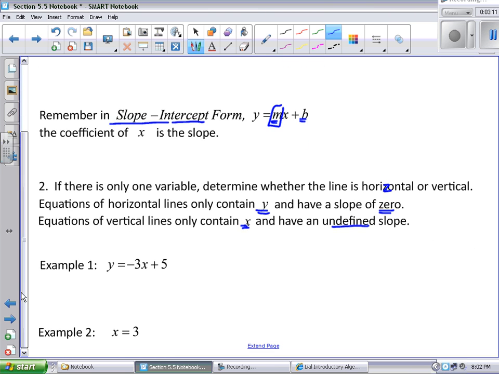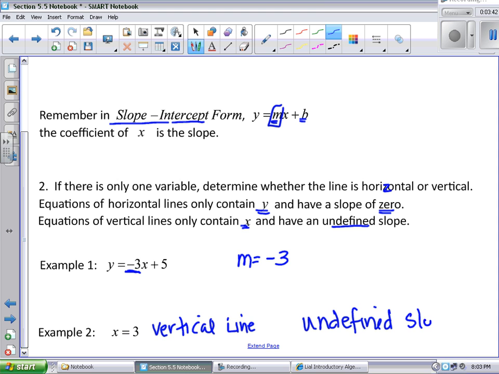Example 1, if we want to determine the slope of this line, we look for the coefficient of x. The coefficient of x in this equation is -3. Our slope is -3. Example 2 only has an x in it. Lines that only have x, this means our equation is the equation of a vertical line. And so the equation of a vertical line, the slope is undefined. So the vertical line has an undefined slope.